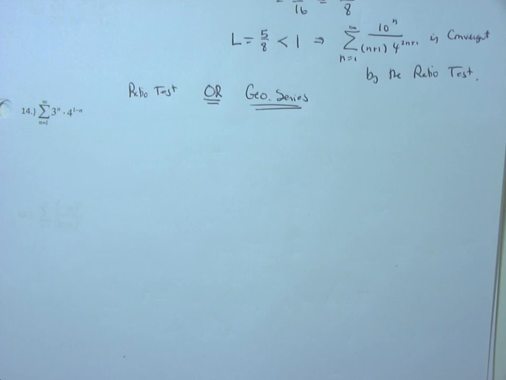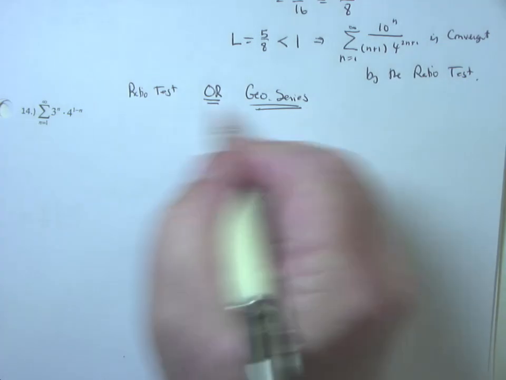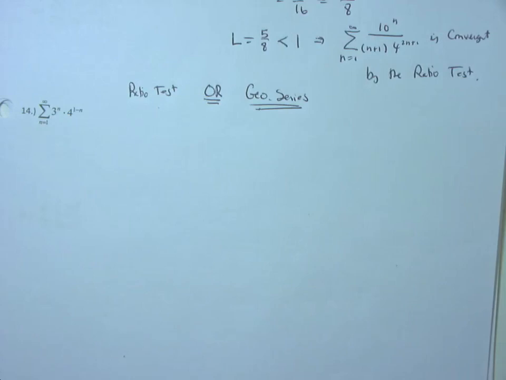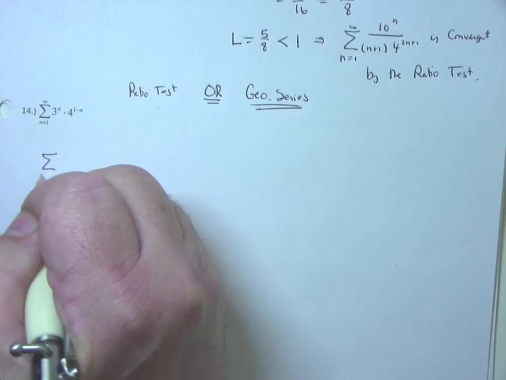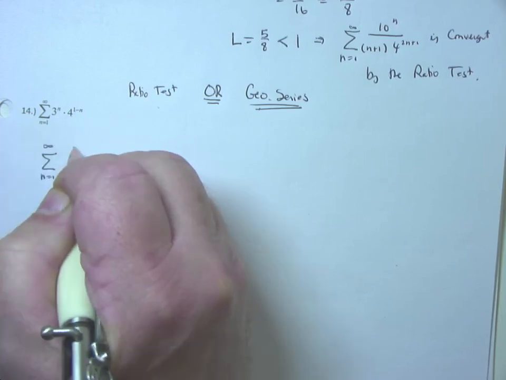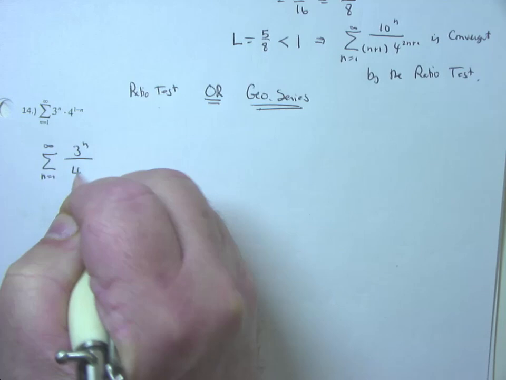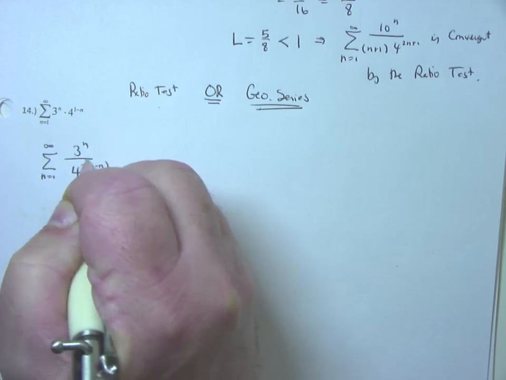Okay? Which test would you like to use? You want to use a ratio test or geometric series? Geometric series. It'll be easier because of this. So I'm going to use the geometric series because the ratio test is a lot of time and effort, to show me how much algebra I had to do there. This one, that 4 to the 1 minus n, I can put it on the denominator, and it becomes the sum as n goes from 1 to infinity of 3 to the n divided by 4 to the negative 1 minus n. This is for your benefit.